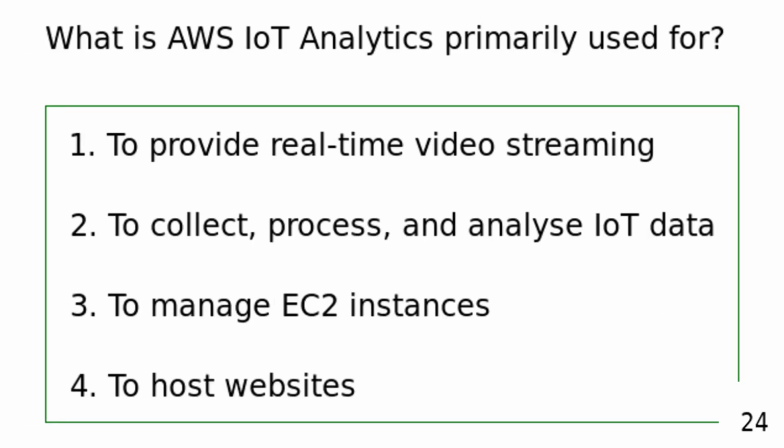What is AWS IoT Analytics primarily used for? To provide real-time video streaming. To collect, process, and analyze IoT data. To manage EC2 instances. To host websites.